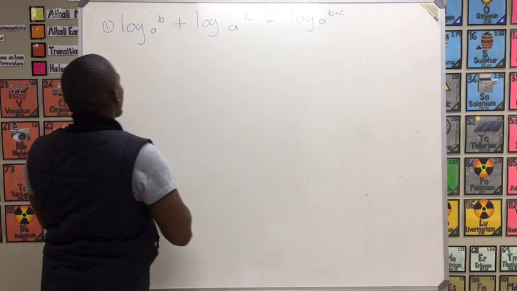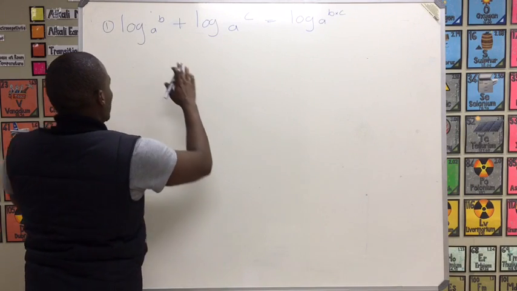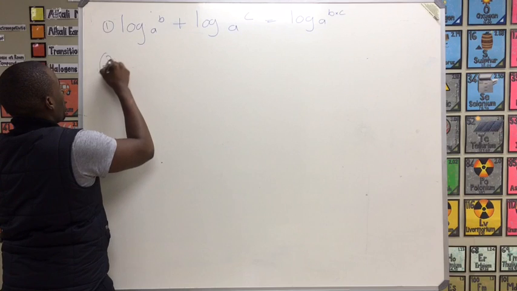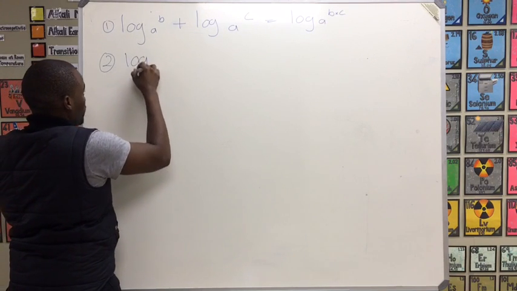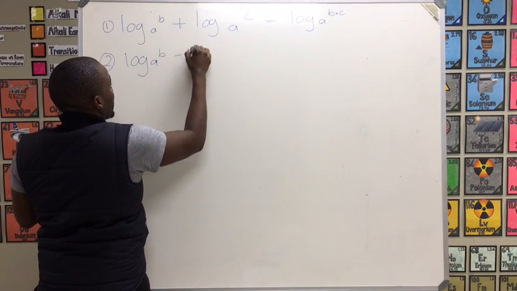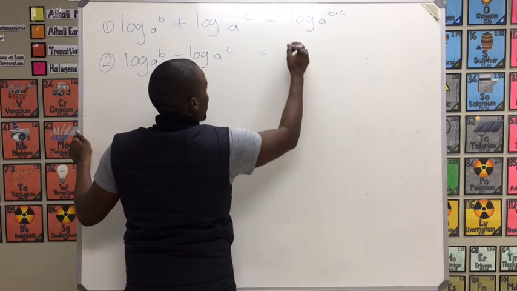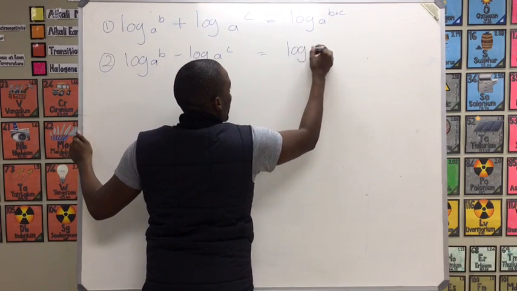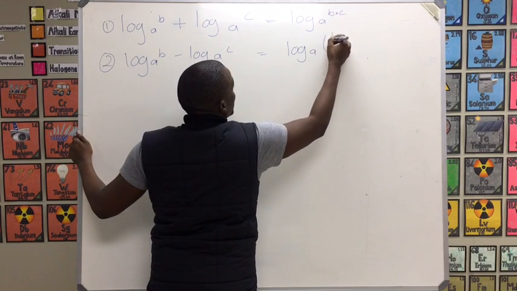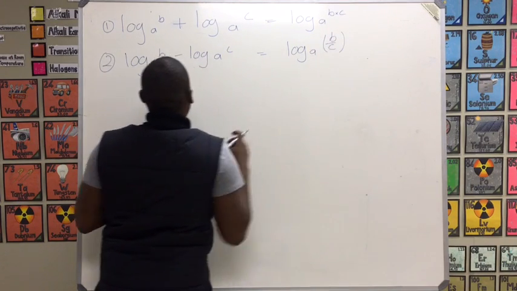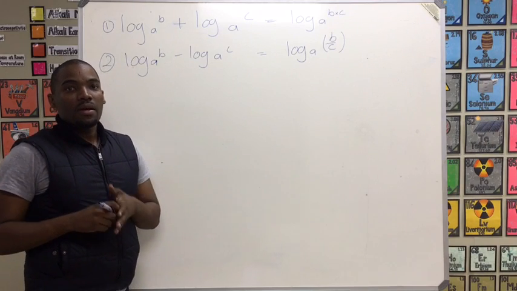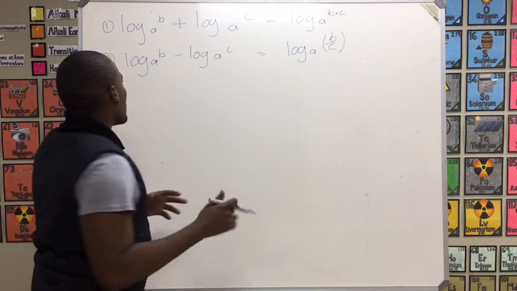The next log law is one of minusing one from the other. So if we had log base a of b minus log base a of c, that will simply give us log base a of b divided by c. Simple enough.